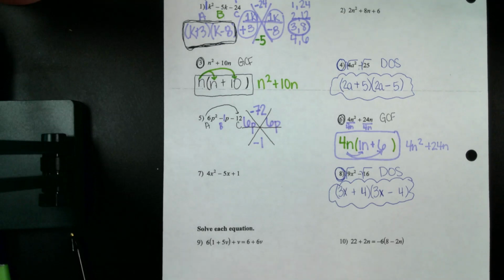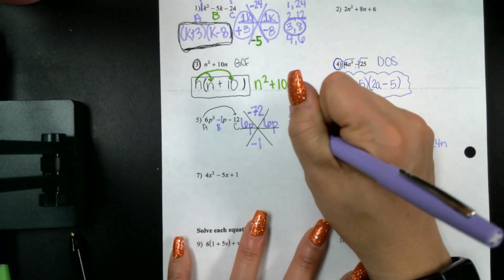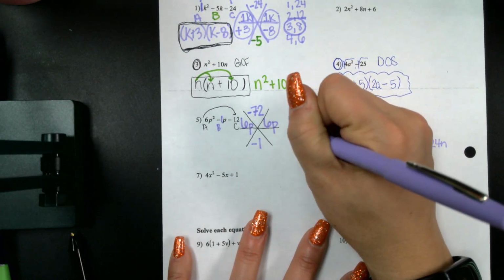And then you guys have to look at your factor sheet. Look at the row of 72. Oh, there's lots. Don't tell me.